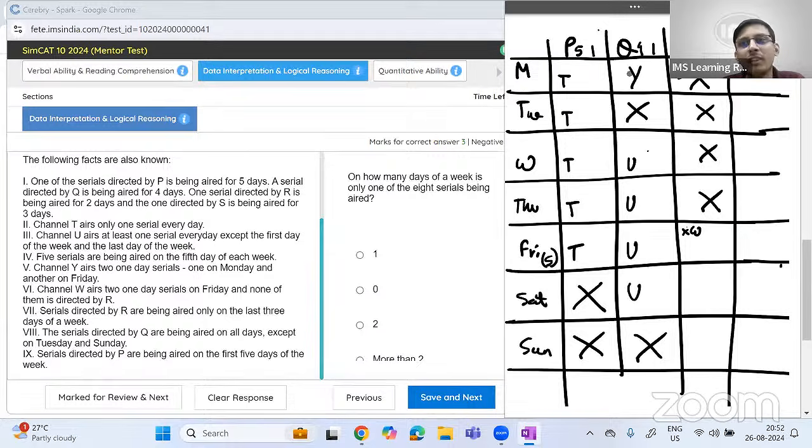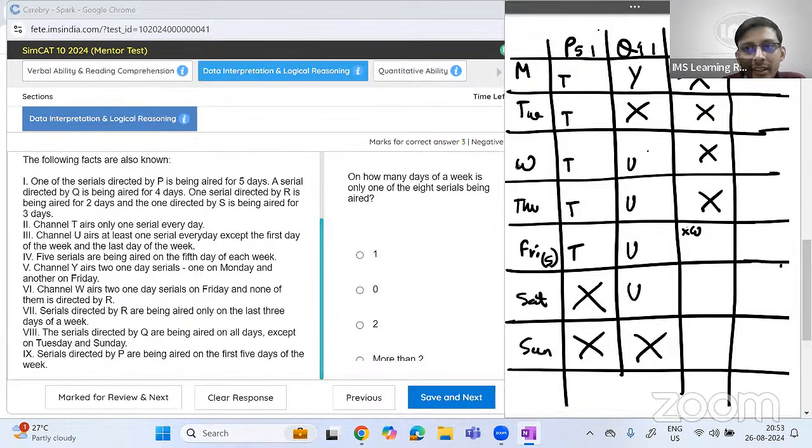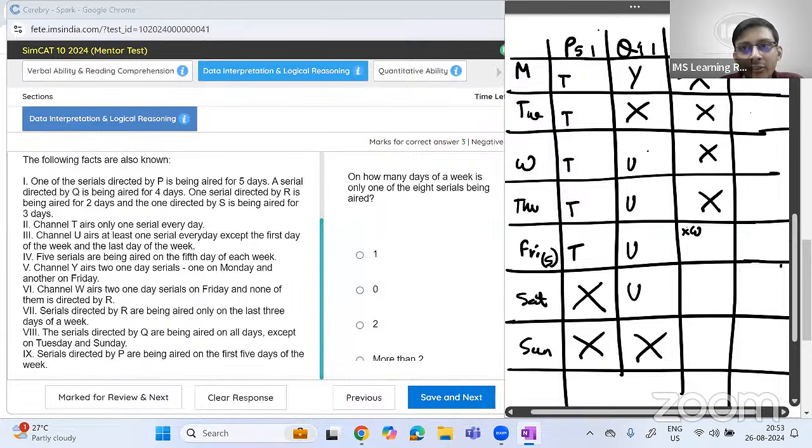So you will have one more out of 2 and 3, because Y and W have both of the ones. So will we have a 2 or will we have a 3? If I do 2 here, then I will not be able to get that U is there on all the days except first and last day. So I think I will have to go for a 3, so that U is there on all the days except the first day and the last day.